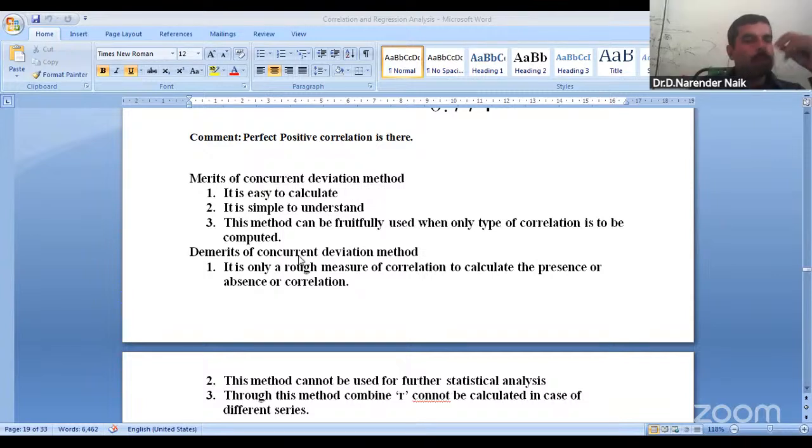Right. So, the merits of concurrent deviation: it is easy to calculate. Number one, it is simple to understand. This method can be fruitfully used when only the type of correlation is to be computed.